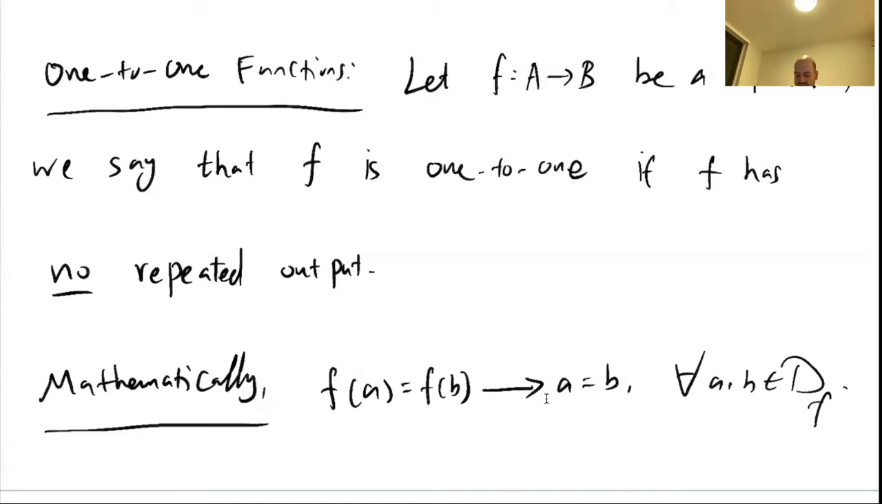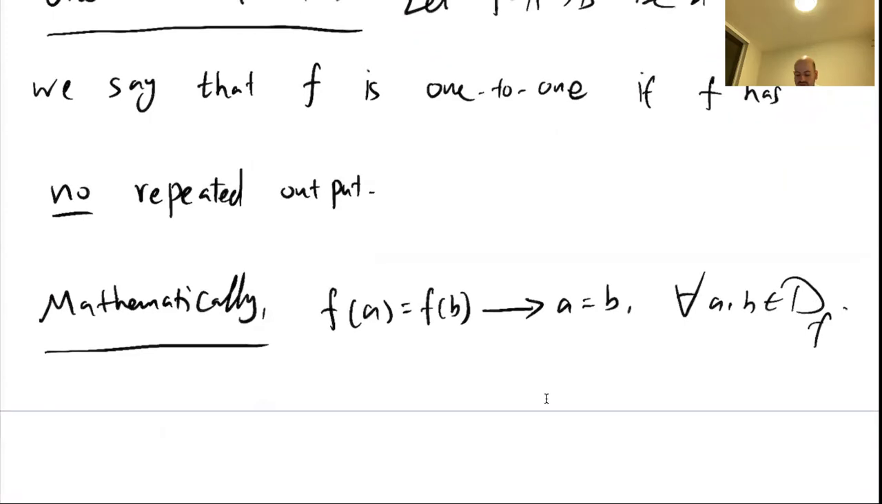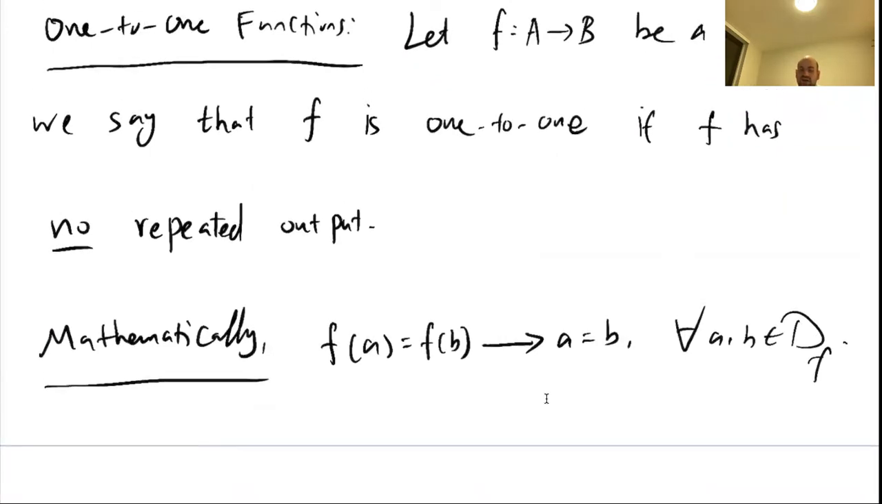Mathematically, why is this the equivalent definition for a one-to-one function? f of A equals f of B must imply that A is equal to B. Why? Because f of A equals f of B means two outputs are equal. Remember, f of x is the output. If you want a one-to-one function, under which circumstances are you allowed to have two equal outputs? Only if their corresponding inputs are also equal, right?